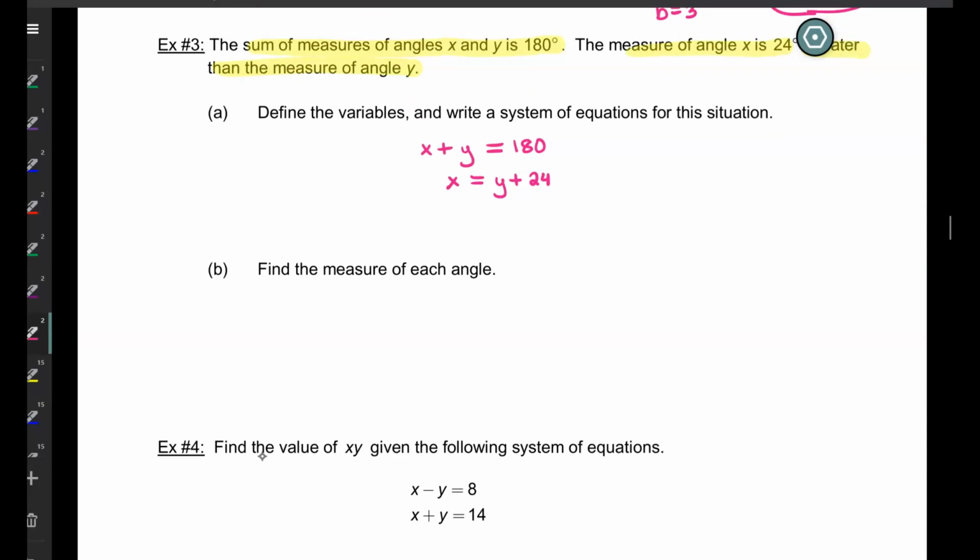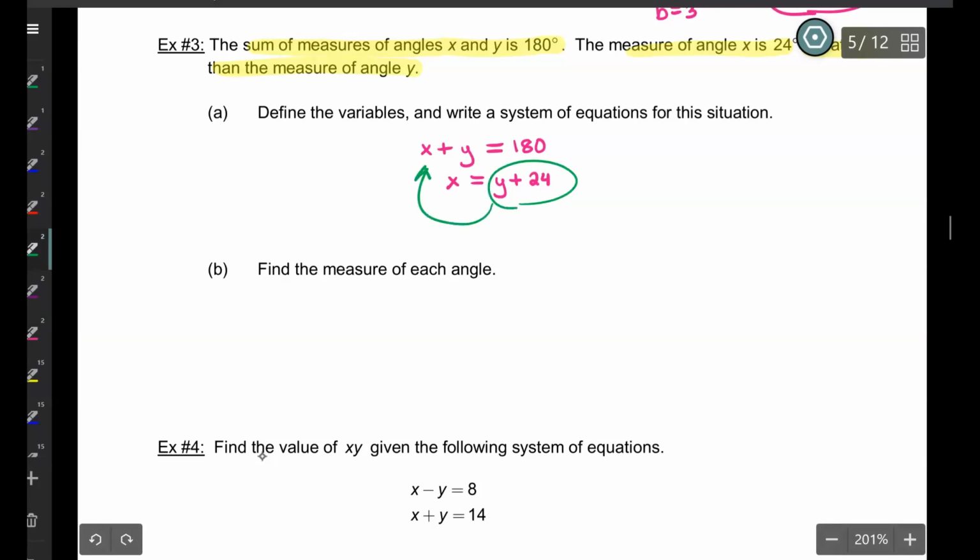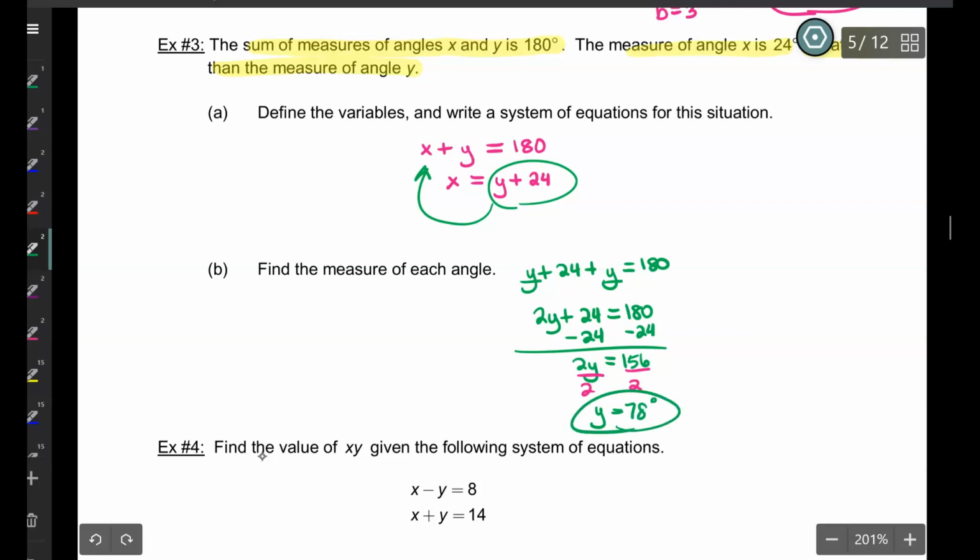Now we want to find each measure. So I am going to take y plus 24 and substitute that into the first equation because I have x already isolated for that one. So I have y plus 24 plus y equals 180. Combine those two y's and then solve for y. So I'm going to subtract 24 and get 2y equals 156. Divide by 2 and I get 78, and then I'll put the degree symbol here.